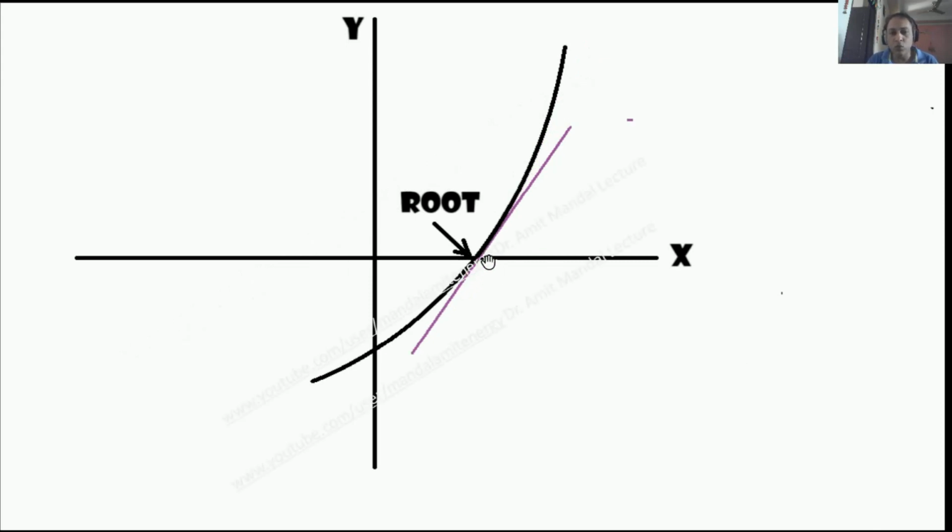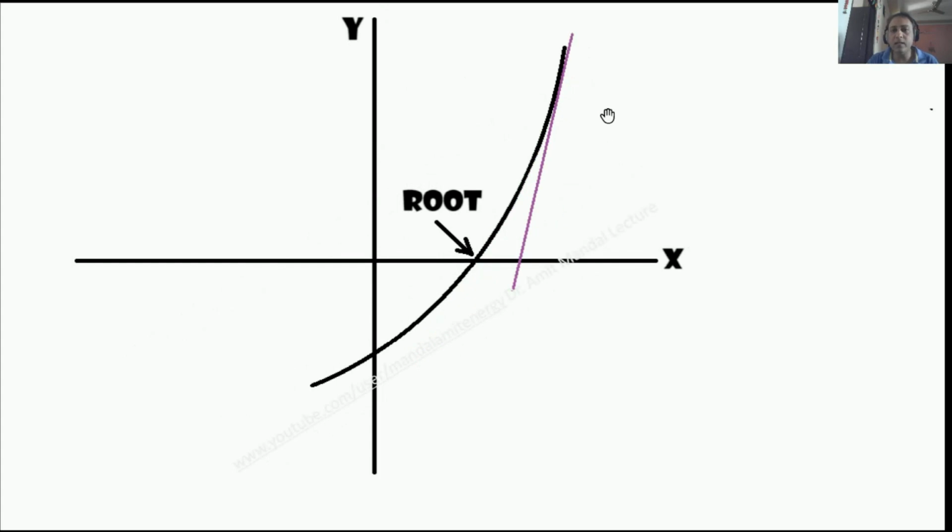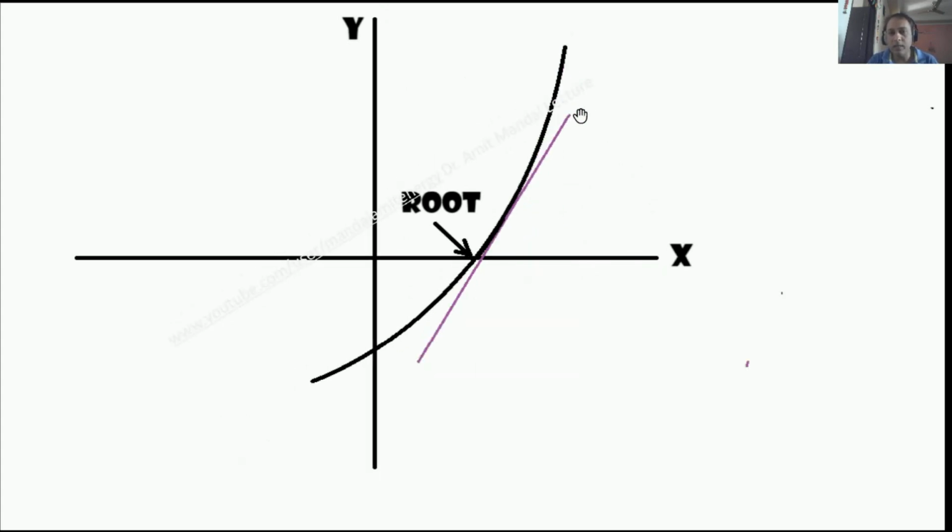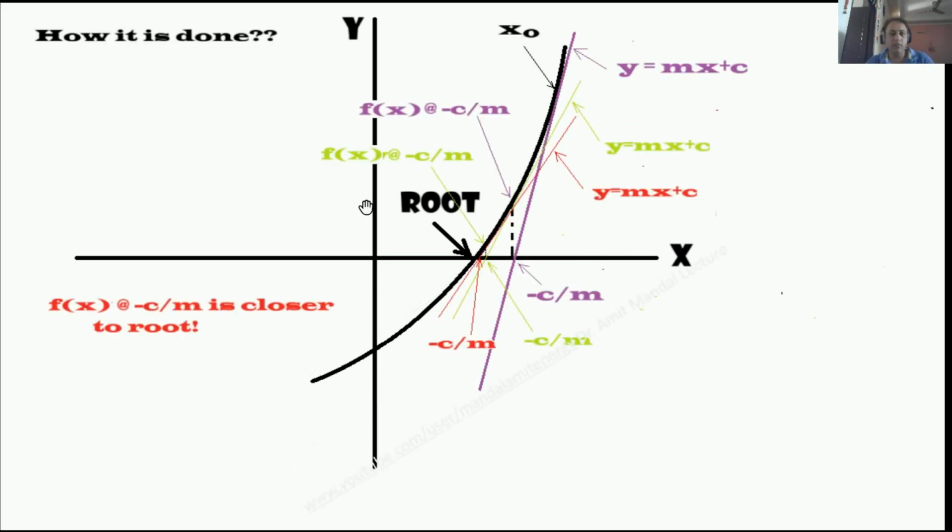We know that the root of the function lies where the value of the function f(x) becomes 0, meaning y becomes 0. So what we see is that when this tangent starts rolling on this curve, ultimately it gets closer to the root. This is the principle behind the Newton-Raphson method to find approximate roots. Now, how it is done, we will learn that.